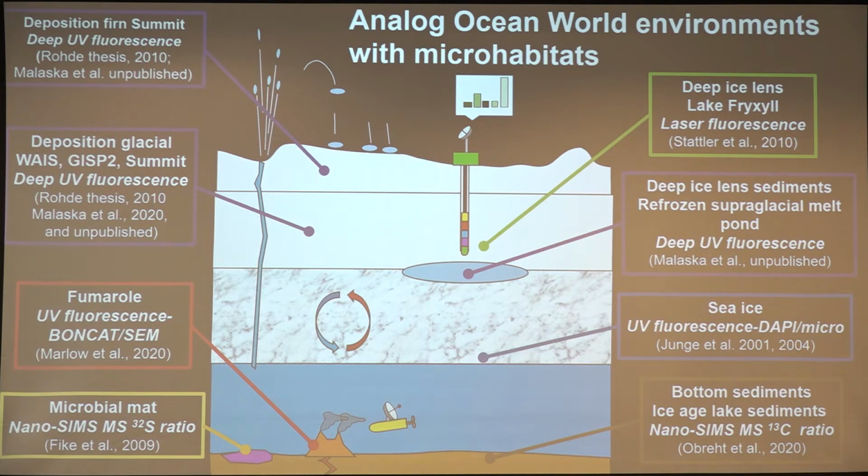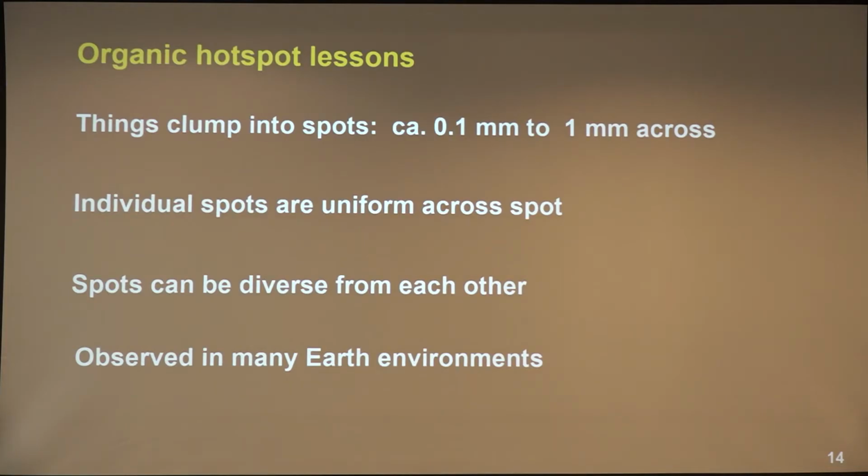So we were able to keep a database, a collection of all the stuff that people have seen, to help us figure out the common characteristics of microenvironments that we might see on an ocean world. And just a quick summary of what we saw is that things like to clump. The spots are somewhere between 100 microns to a millimeter across. Individual spots are uniform. They can be diverse from each other, and we see them throughout these different Earth environments that are analogs to the ocean worlds.